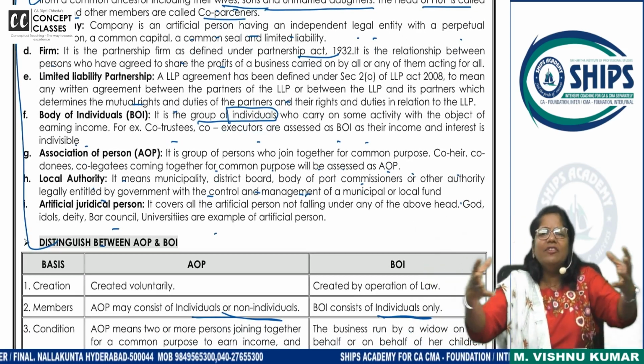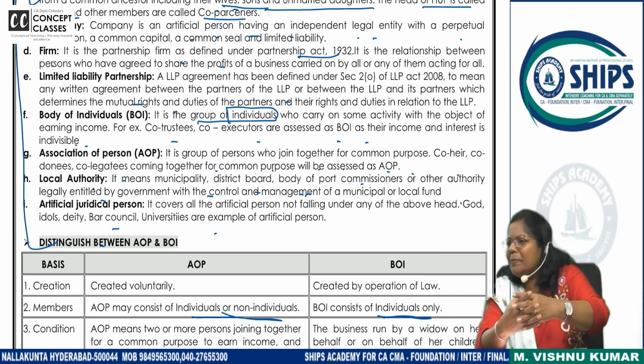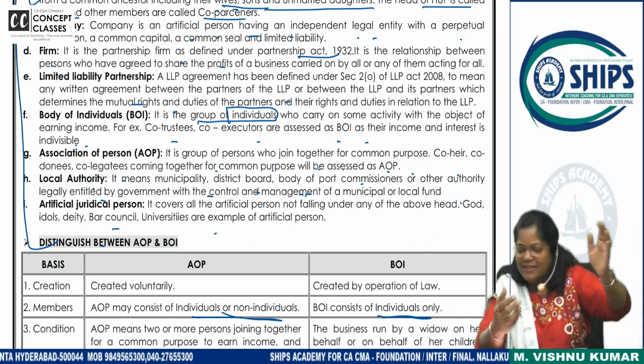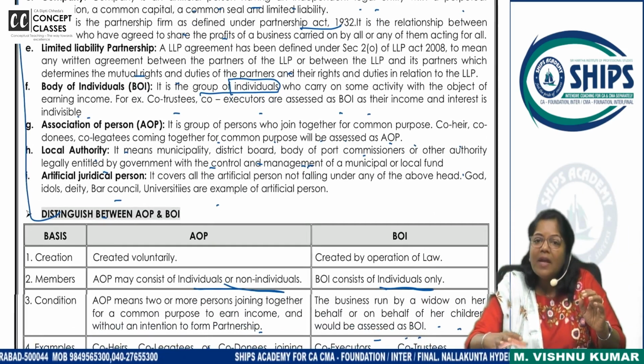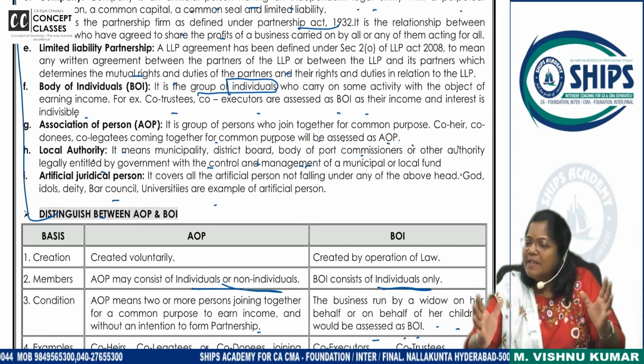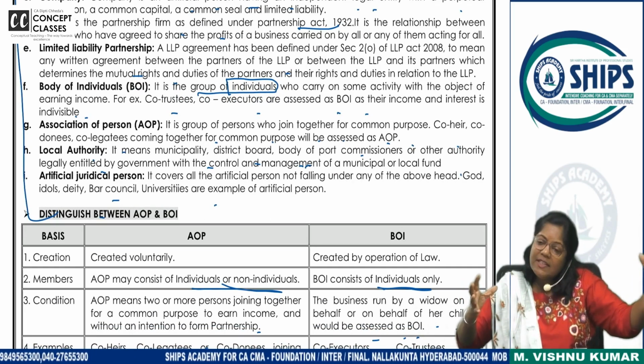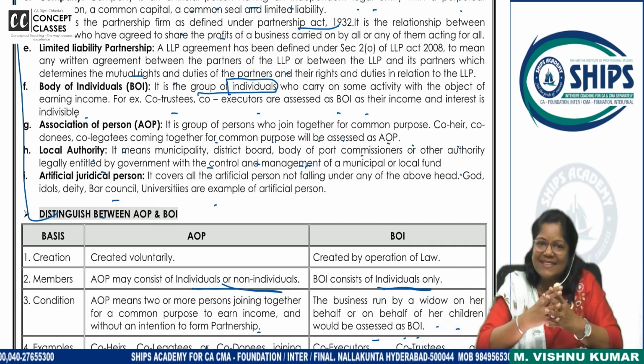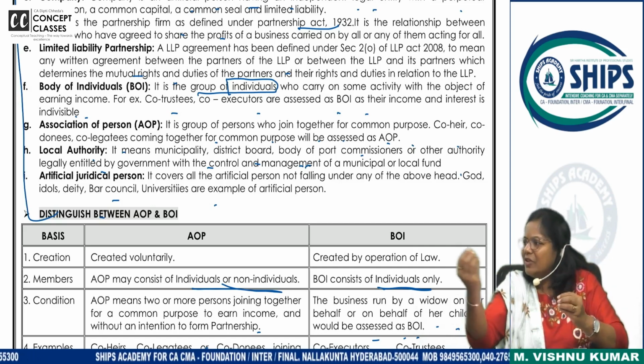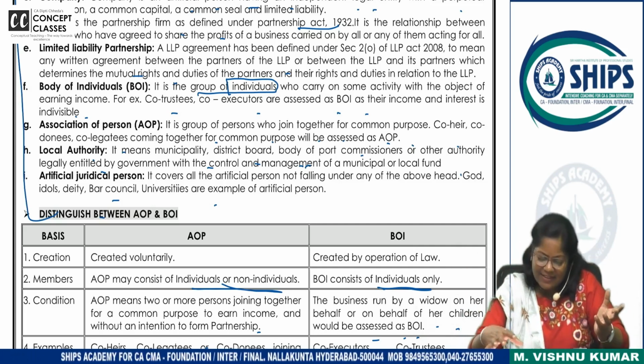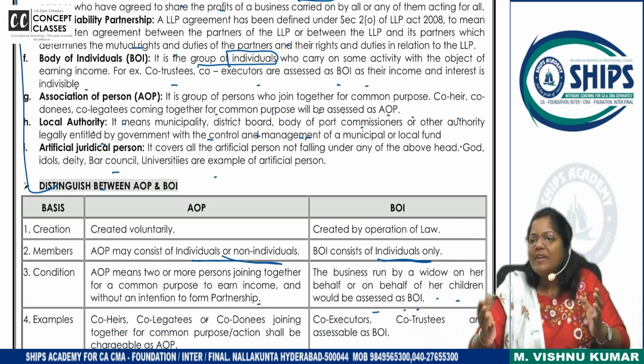Then body of individuals: a group of people come together for a project, earn income and bye-bye. So they will do this. Then association of persons. Association of persons is a group of persons. There could be individual, there could be HUF like that. And then last we have AJP.